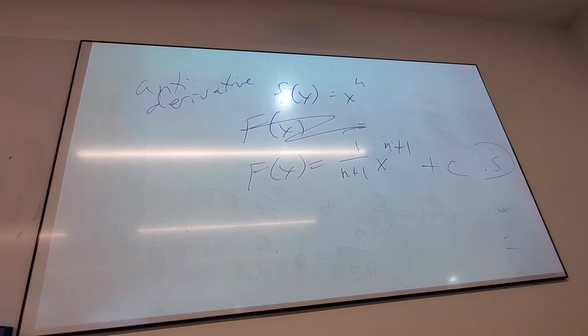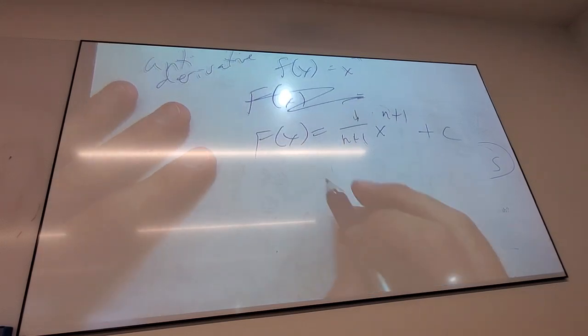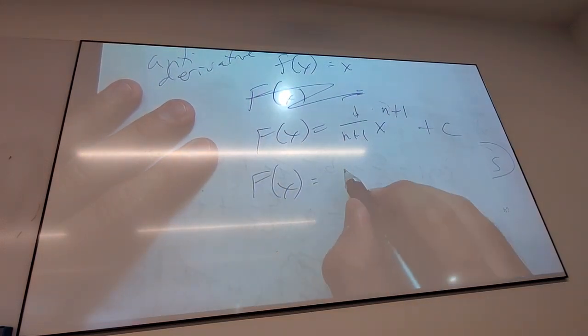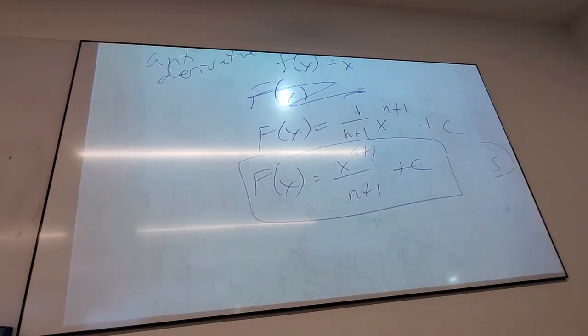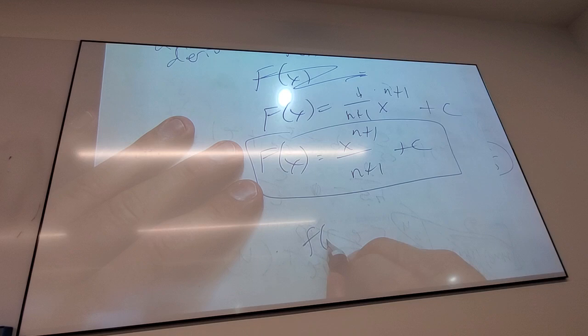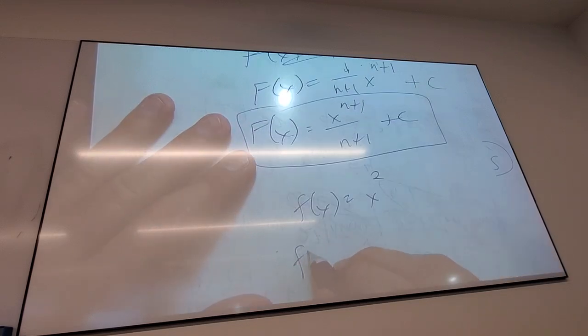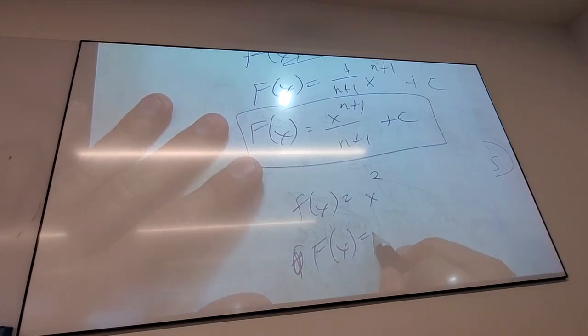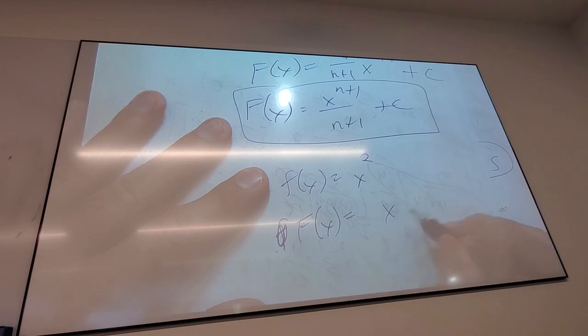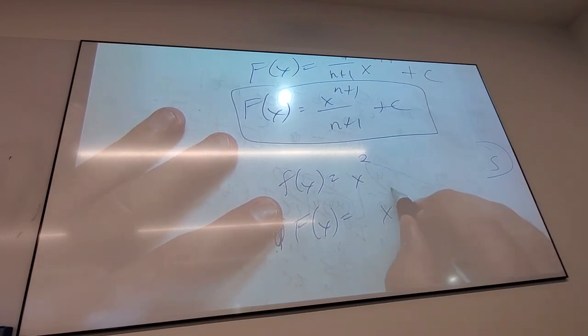How are we doing so far? Does that say 1 over n plus 1? Yes. So a shortcut way to write it is x to the n plus 1 over n plus 1. Is that cool? So again, if I had x squared, what would its antiderivative be? 1 over 2 plus 1. Yeah, the new. So what I always do is make the new power first, and then divide by it.